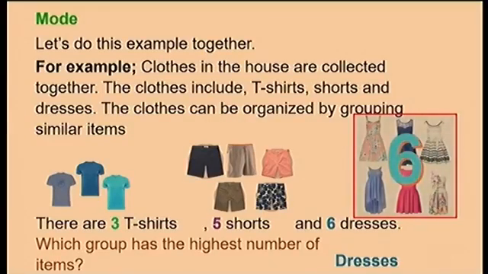So we shall say that our model item here is dresses. Why? Because it has the highest number. So our model item in the house is dresses.